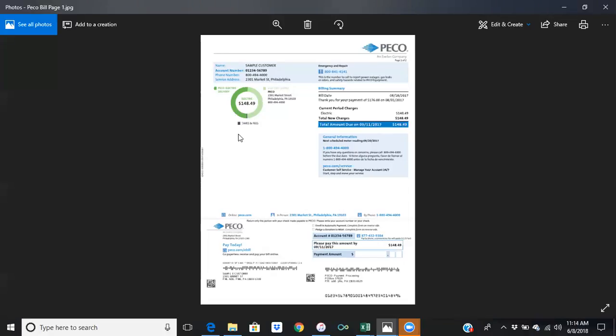If this home has a gas service with Peco, it'll show up in a blue graph right down here. Just like the green graph, it'll show up in a blue graph right here along with the gas supply. It'll either say Peco or some other third-party supplier.